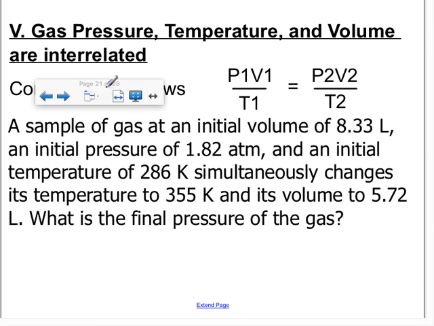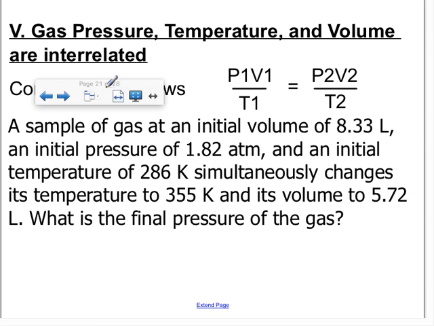So let's take a look at two sample problems dealing with the combined gas laws using the equation that's provided here. I'm going to move over to my whiteboard. A sample of gas at an initial volume of 8.33 liters, an initial pressure of 1.82 atmospheres, and an initial temperature of 286 Kelvin simultaneously changes its temperature to 355 Kelvin and its volume to 5.72 liters. What's the final pressure of this gas? So you just plug it in and solve for your missing variable.